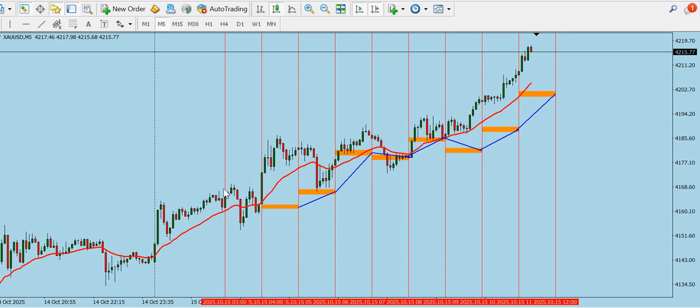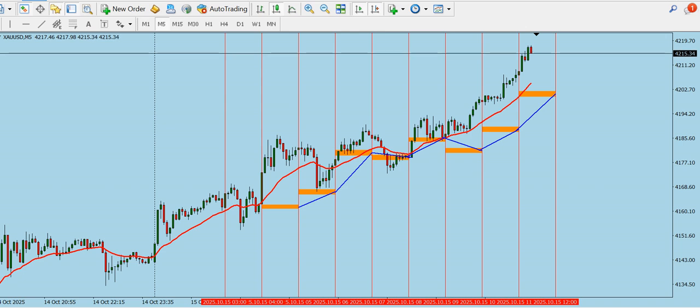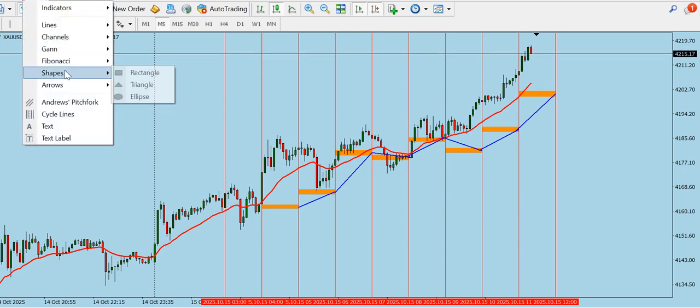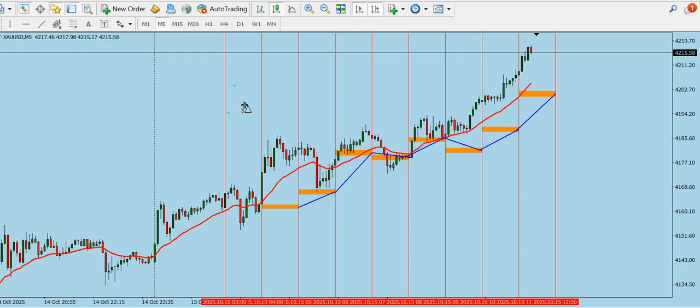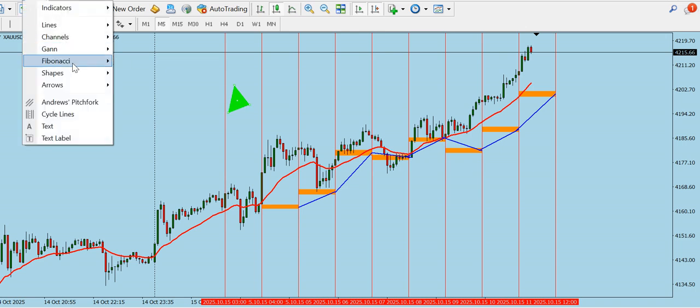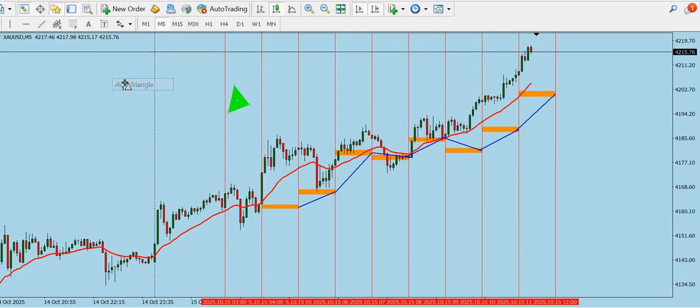Alright, so I've done that. The next thing to do is to map out the triangular shape. Okay, price has been bullish, so I'll be mapping the bullish trend with the triangle, with the lime colored triangle.